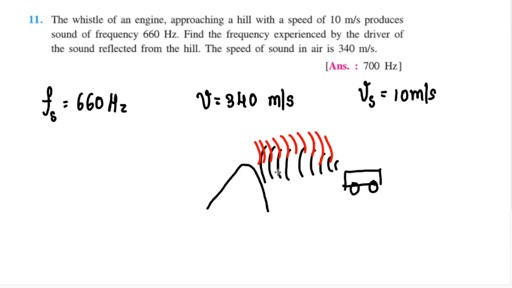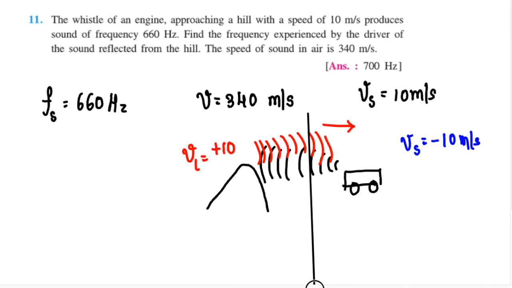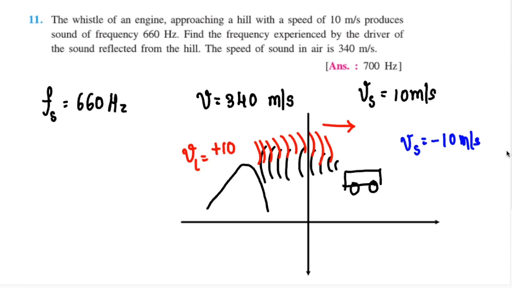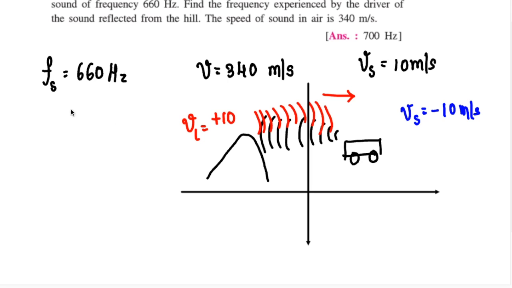It can be the case of this, but in both cases the velocity of listener here will be plus 10 because it is moving over here, and velocity of source is minus 10 because it is approaching. Vs equals minus 10 meter per second as it is approaching our positive x direction. Now it can be the case of moving source and moving listener.